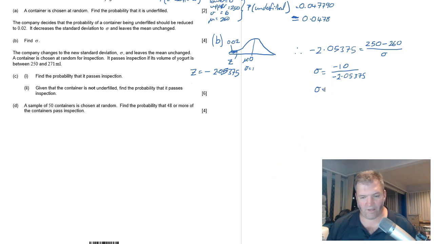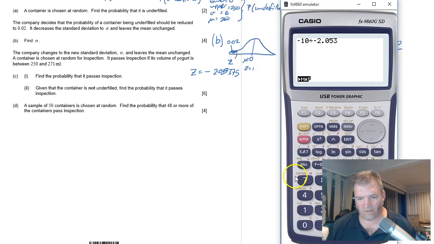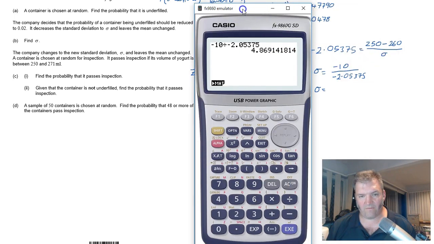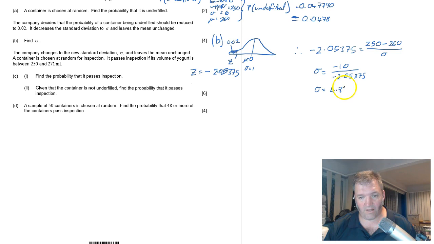What is our new value of sigma? Let's go to our calculator and work it out. Now we'll go menu number 1, negative 10 divided by negative 2.05375. Oh, yeah, we've got it over there, 375. And we've got 4.86914. Let me just keep it there. So sigma equals 4.86914. Again, these are all approximately equal to, so it's approximately equal to 4.87 millilitres. That should be the new standard deviation.